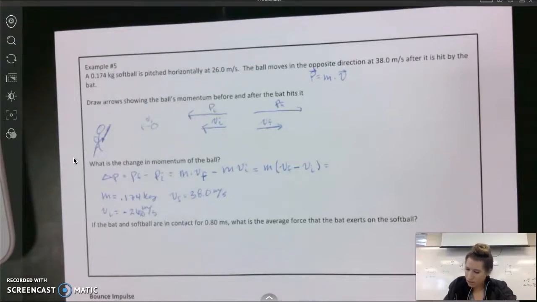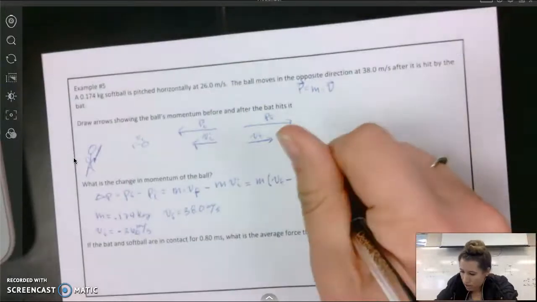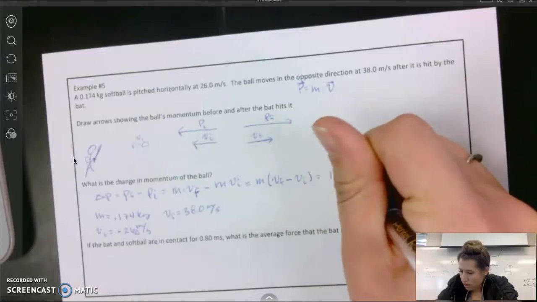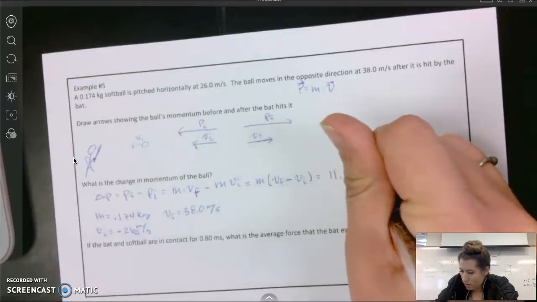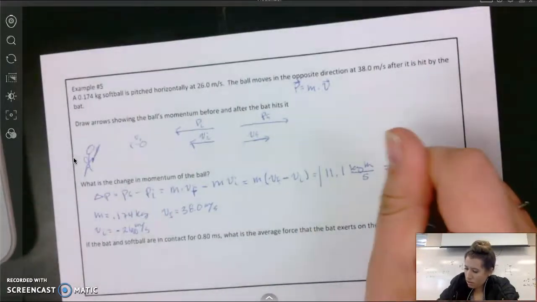Okay, so I'm going to plug all that in. We're going to take mass, 0.174, and multiply that by the final, which is 38, subtract the negative 26. Okay, subtracting the negative 26. And so our change in momentum, we were working with 3 sig figs, so it's 11.1, and that's kilogram meters per second. And it's equal to delta P.